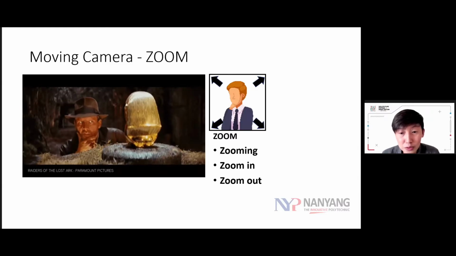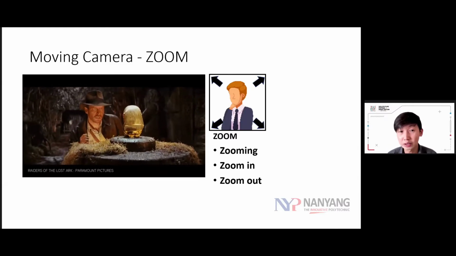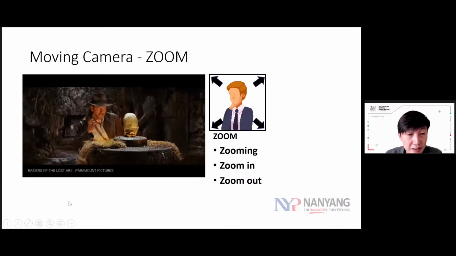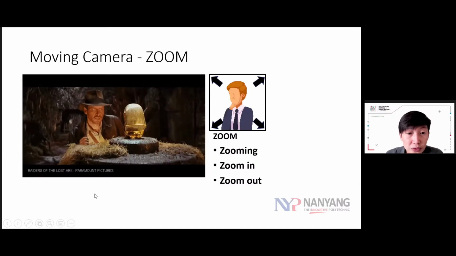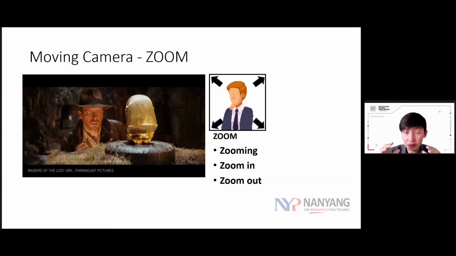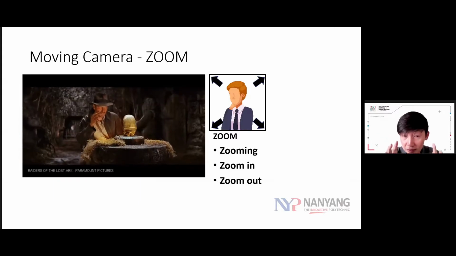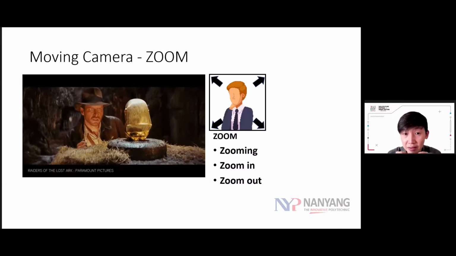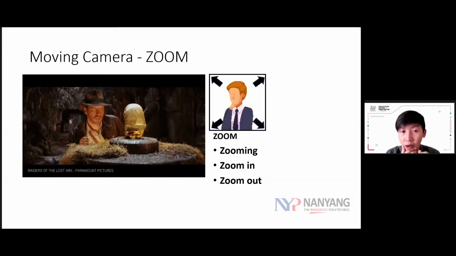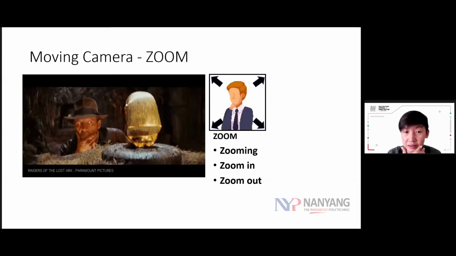This is why we use zoom. Some examples of why we use zoom: like in this case, Indiana Jones. We want to slowly pull the audience into looking at these artifacts. That's very important. What is this? And then the character acts like, oh wow, this is really nice.